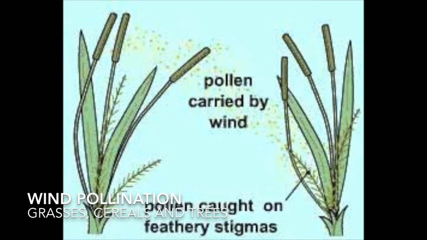In wind pollination, the anthers produce lots of pollen so that when the wind blows, there's a greater chance of the stigma, which is large, to catch the pollen.